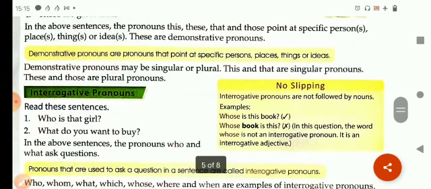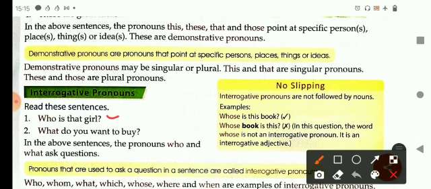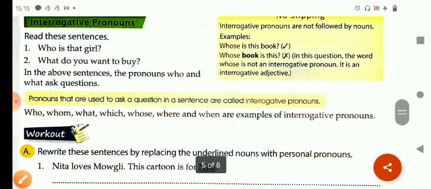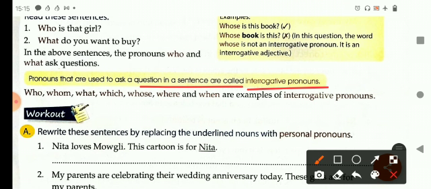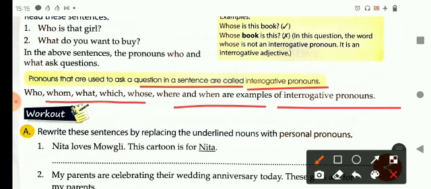Now come to the next, that is interrogative pronouns. Examples are: Who is that girl? What do you want to buy? In the above sentences, the pronouns who and what are asking questions. You can also say that pronouns used to ask a question in a sentence are called interrogative pronouns. Interrogative words are who, whom, what, which, whose, where and when. These are some examples of interrogative pronouns.